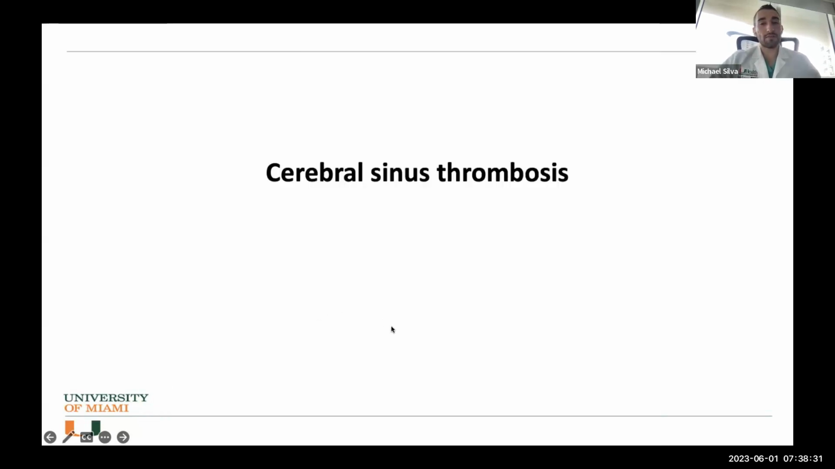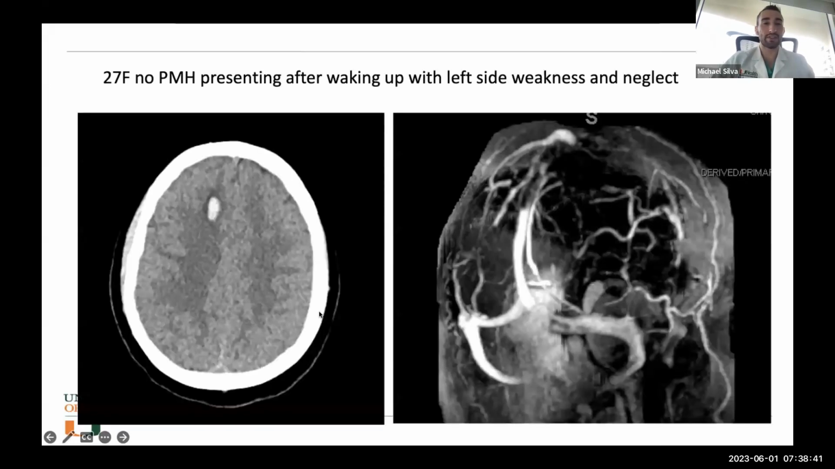So I want to briefly talk about two other less common things that we do with the veins. And again, less commonly seen, but important to know about. So cerebral sinus thrombosis. These patients rarely even show up to our door, but it's important to understand the steps that occur before they get to us.